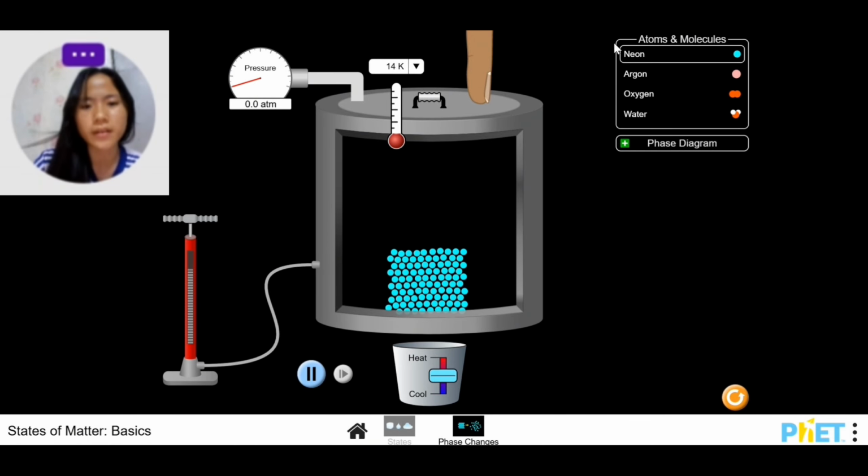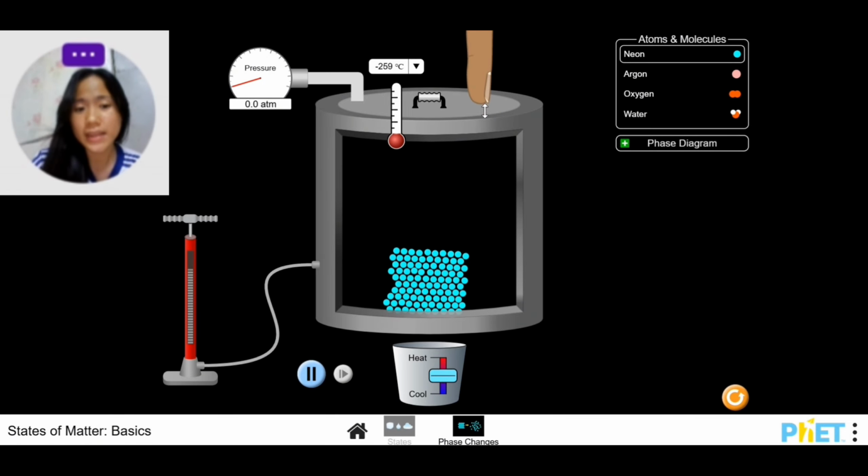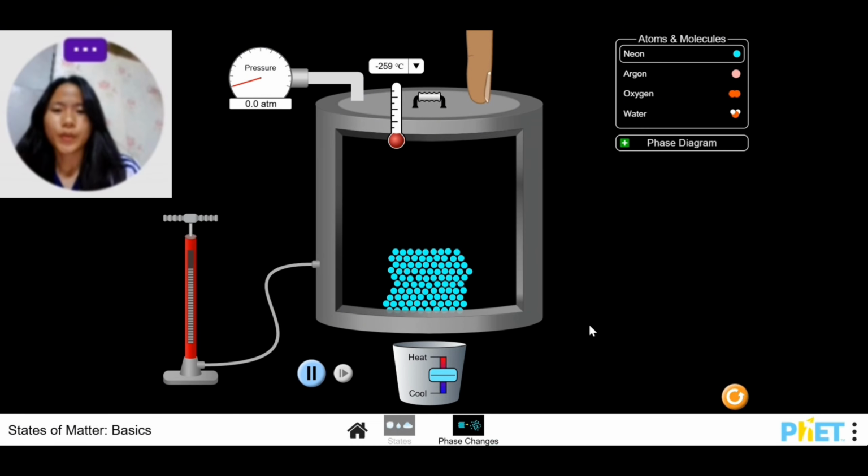On the right, we have a panel where we can select different atoms and molecules. Right now, we have chosen neon. At the top, we have a pressure gauge, currently reading 0.0 atmosphere. There is also a thermometer, which is currently set to minus 259 Celsius, which is extremely cold. Inside the container, we can see neon molecules appearing as small cyan-colored circles. So let's observe how temperature influences the substance's transitions.